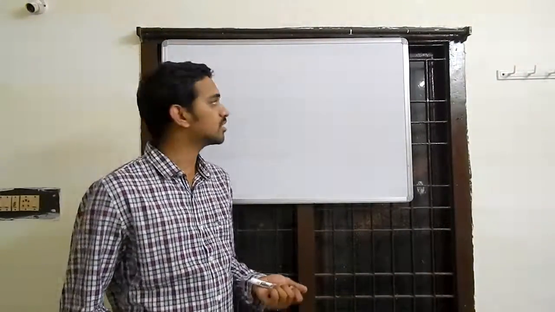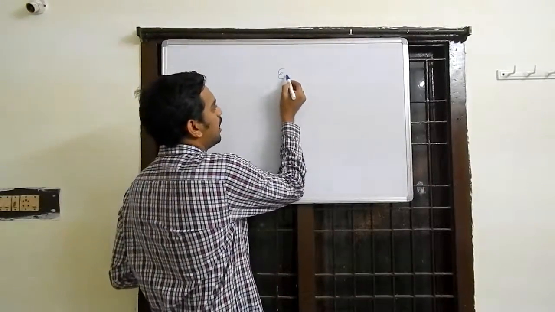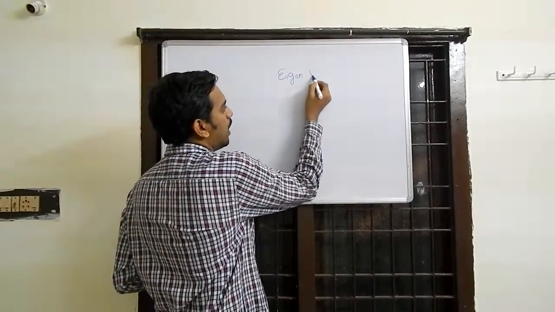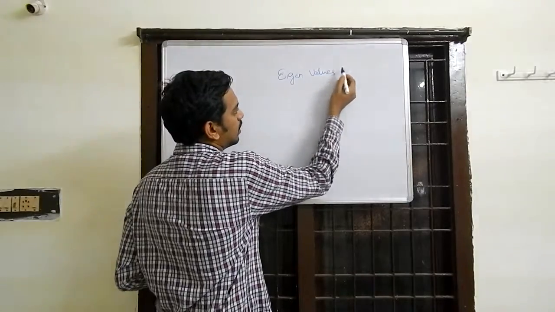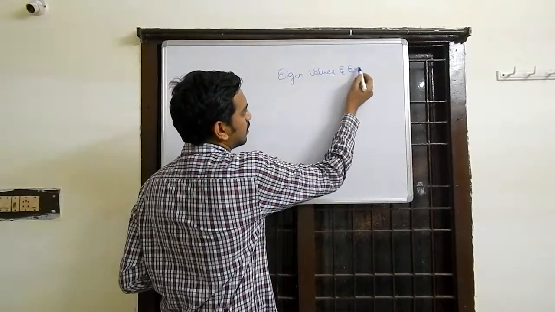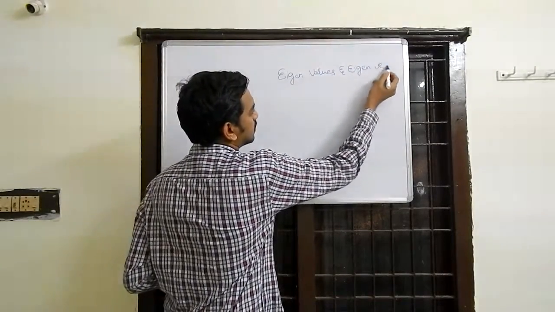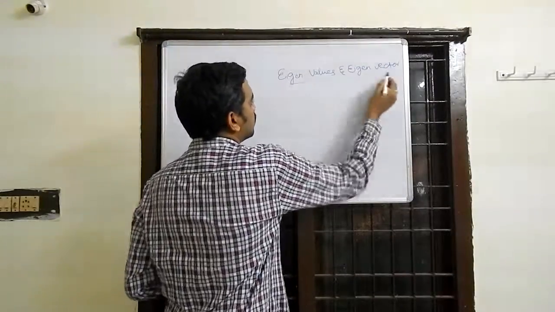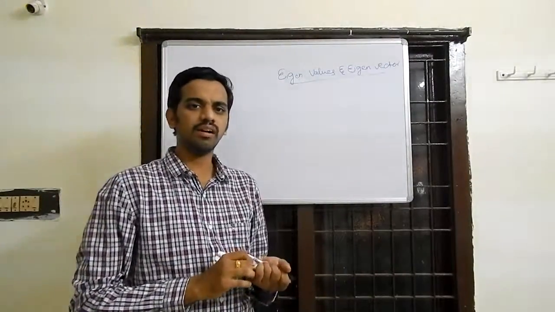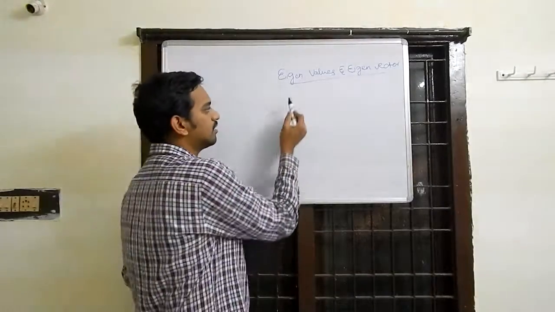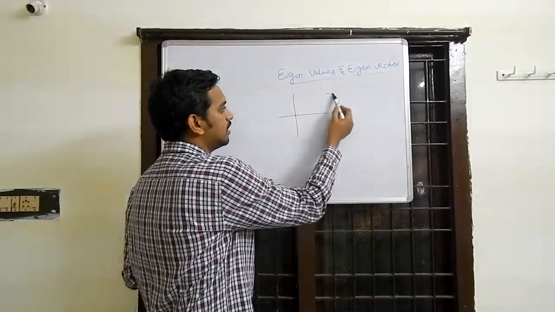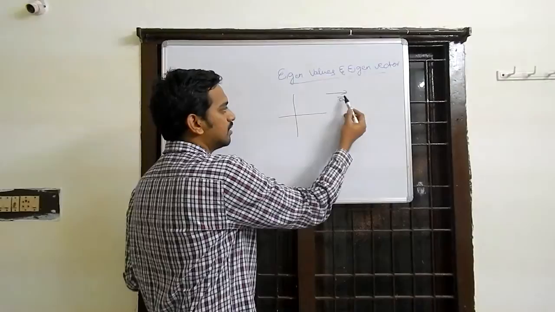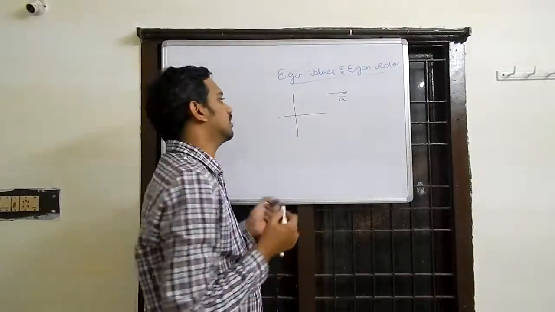Hi, today I would like to discuss the topic of eigenvalues and eigenvectors. So before going to the eigenvector, what do you mean by a vector? Generally, a vector is a directional quantity, right?